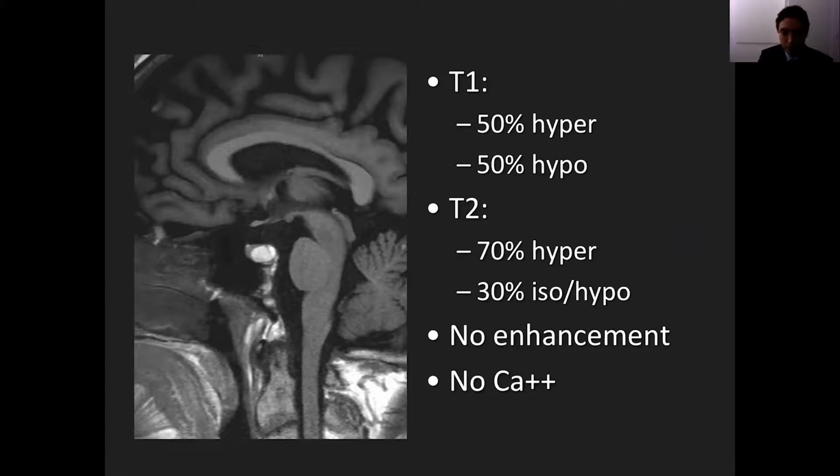They can be bright on T2 weighted images. About a third of them are hypointense or isointense on T2 weighted images, and it is a relatively characteristic finding. They should not have enhancement and they do not calcify.